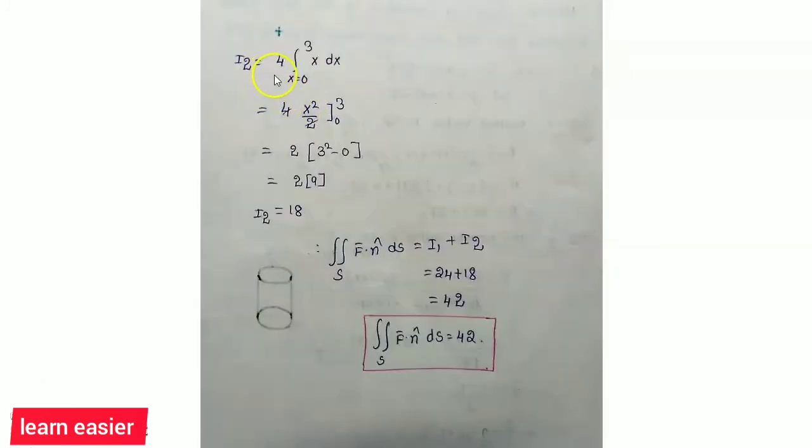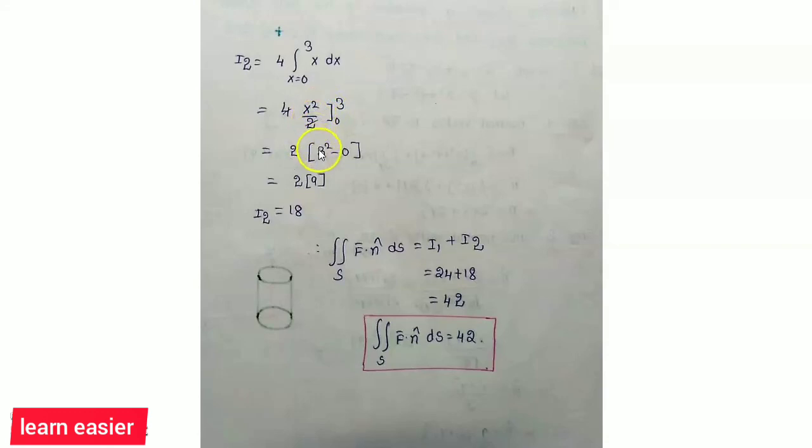Since I2 is 4 into the integral of x from x equal to 0 to 3, x dx, we can integrate directly instead of considering x equal to 3 sine theta, because it is easier. Here only x is there, so we can integrate directly. So 4 into the integral of x is x square by 2 from 0 to 3. Now you can see here is 4 and here is 2, so 4 is cancelled by 2 times, that's why we got 2 here, and then let's substitute the limits.